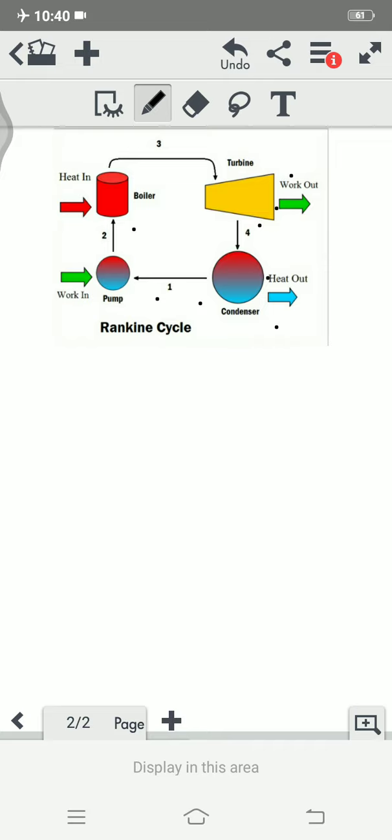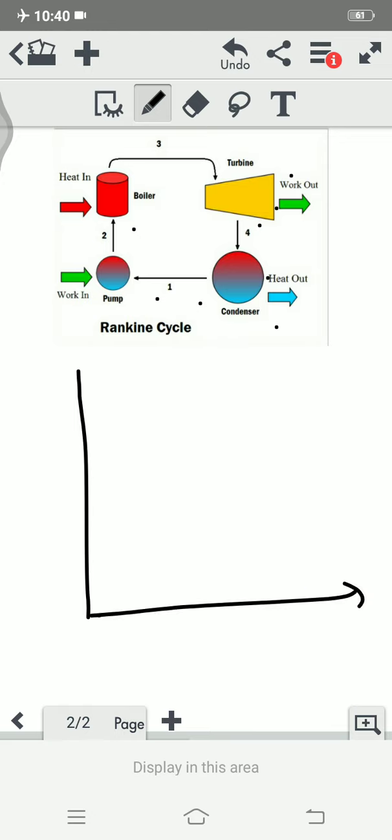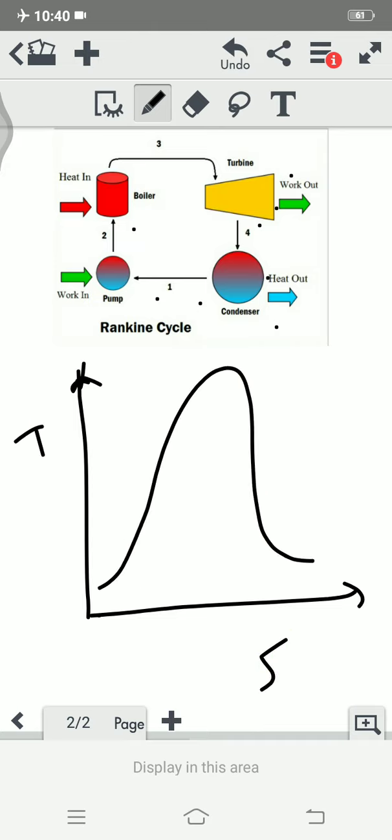Now we can see the TS diagram for a Rankine cycle. First thing is that the Rankine cycle is a practical cycle. It is a practical cycle. So we are going to see the TS diagram. Okay, so this is the TS diagram.